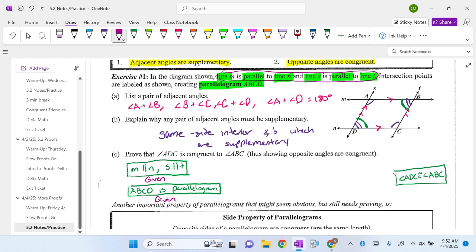So guys, if this is given and this is given, we can technically already prove this because of why.